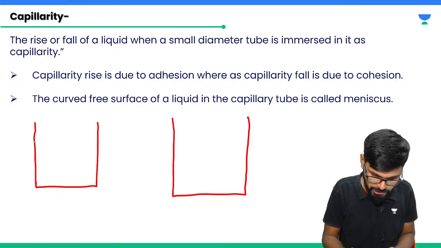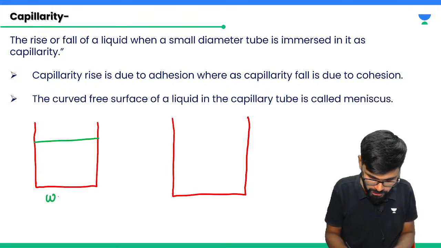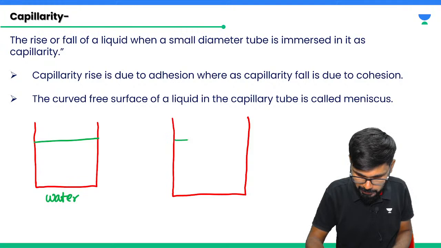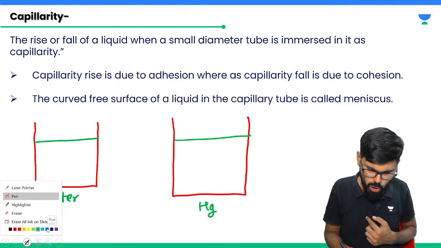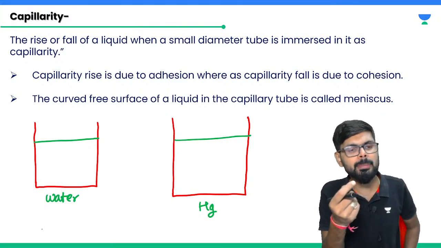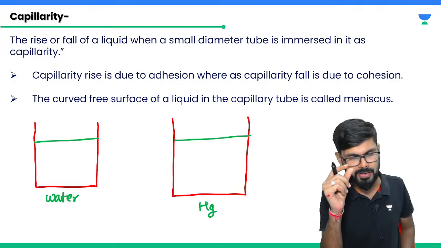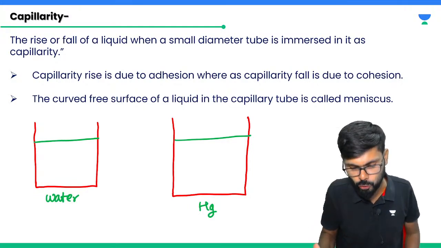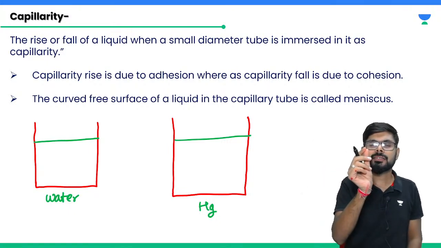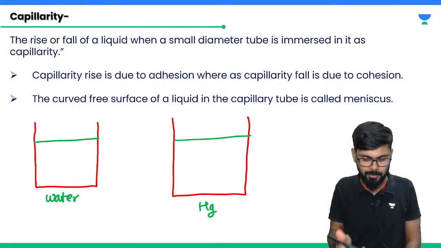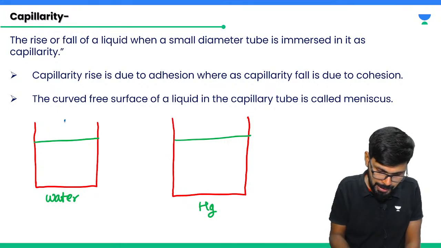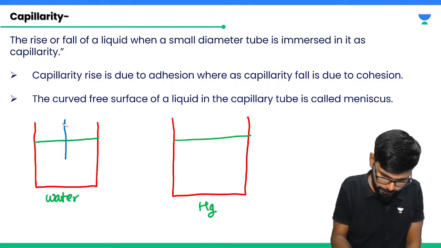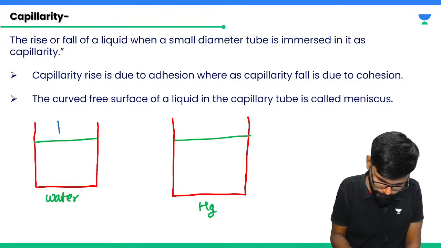So here we have water, here we have water, here we have mercury, Hg. Please listen here. Now here I am putting one very small diameter tube. If it is not a small diameter, then you will not be able to see the deflection. Very small diameter, let's say less than 1 mm or less than 10 mm diameter, I am putting one. I am putting a very small diameter tube.